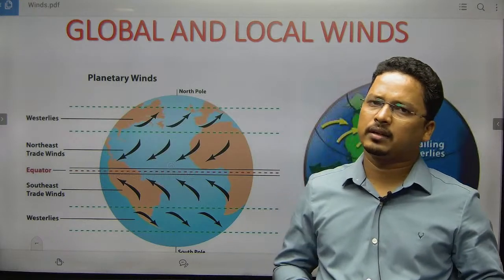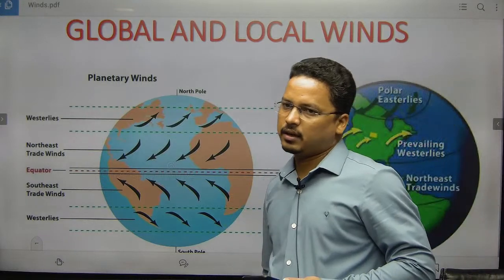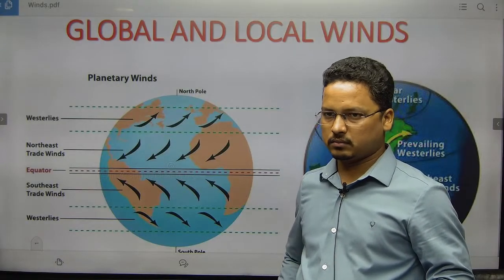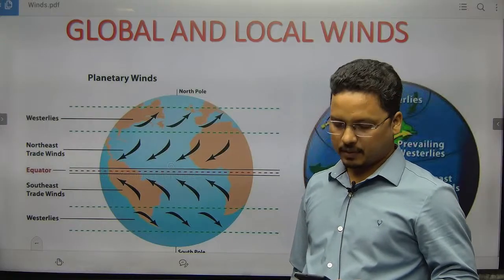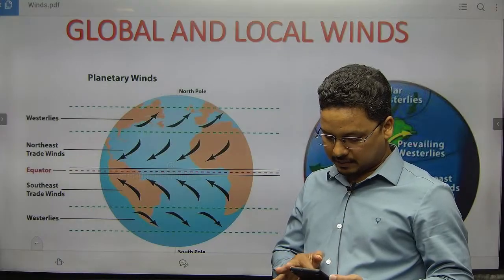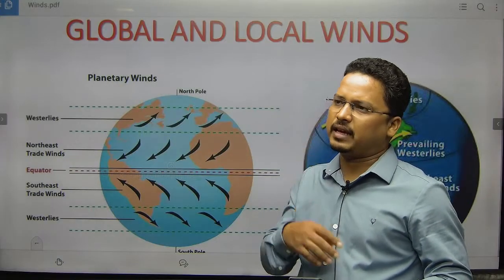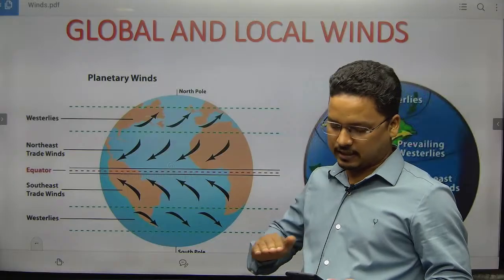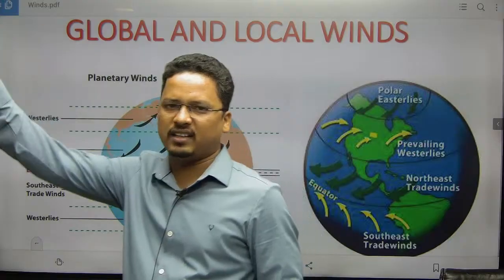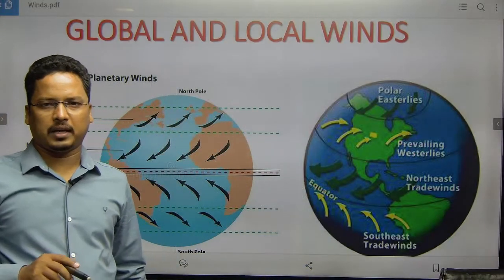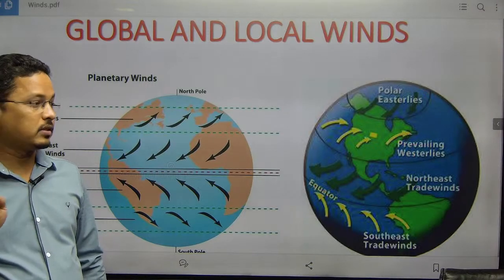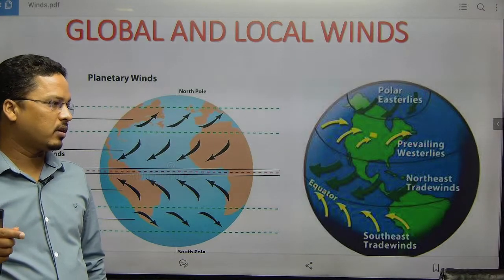So that means the wind is the form of energy which blows horizontally. It moves horizontally. But air moves vertically. So this is the basic difference.